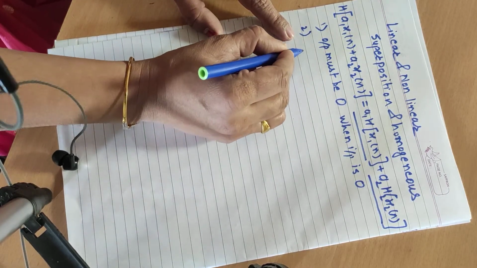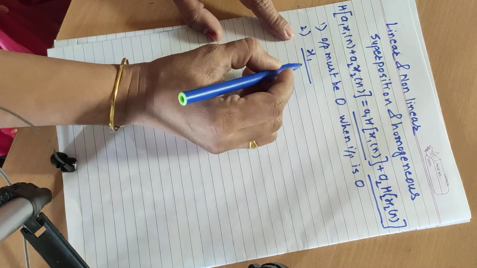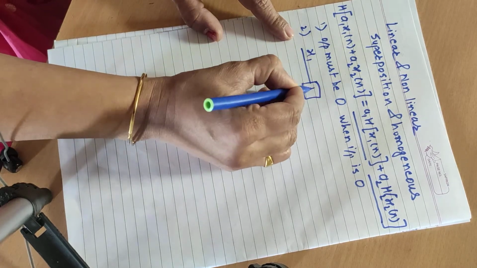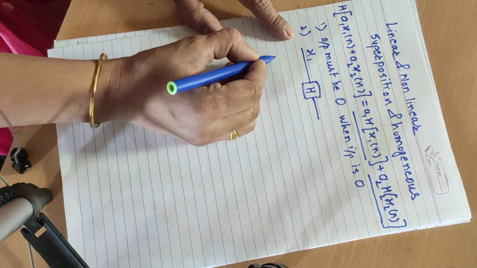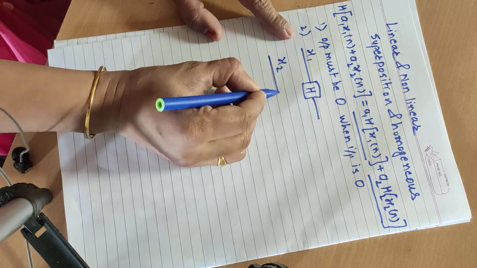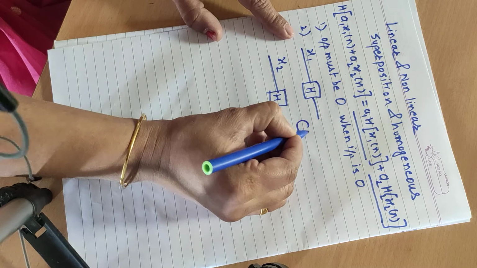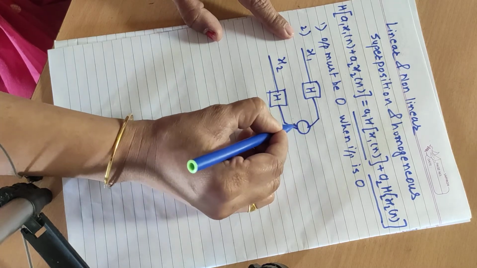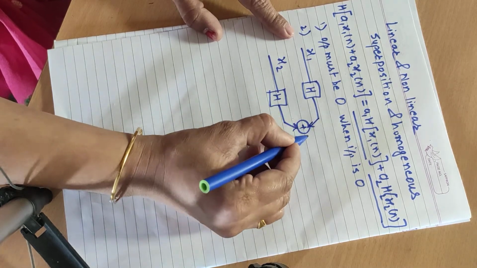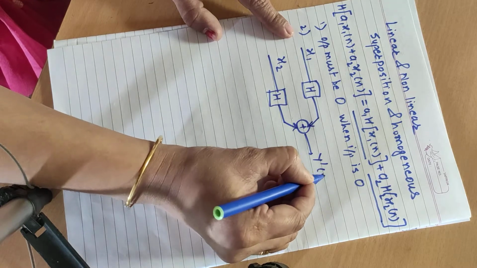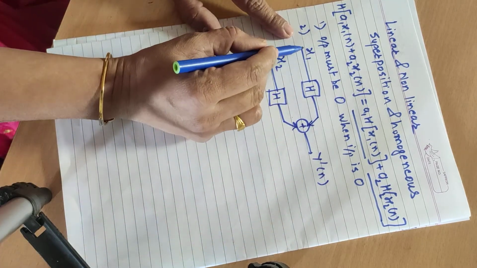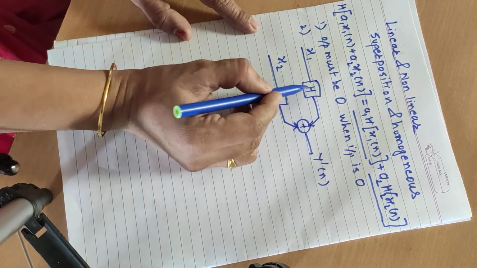This means we can write it as: x1 will be the one input, applied individually to the system, H will be the system, then x2 is the second input, again H is the system, and combine the outputs. Whatever we get here is y dash of n. This is the individual input we have applied to the system.